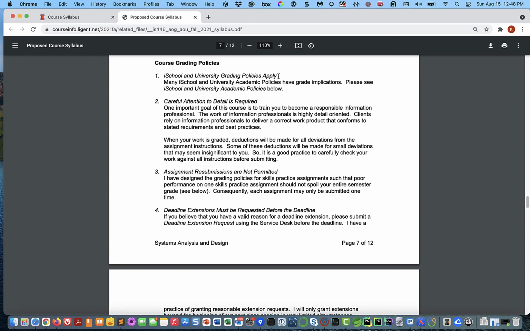Some of those affect grades, so we'll talk about that section, but realize that there are iSchool and university policies for grades that apply. Careful attention to detail is required. So being a systems analyst is a very detail-oriented job. It's an information professional job. It's professional in the sense that you, as the professional, are in charge of what's right.